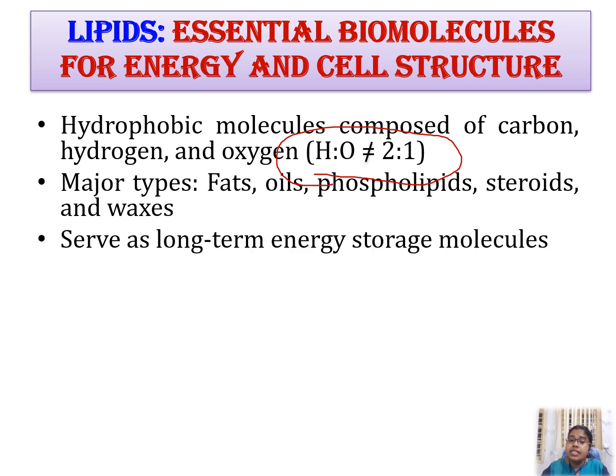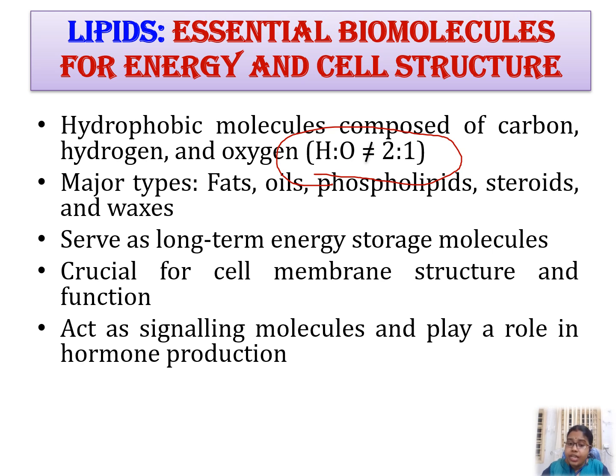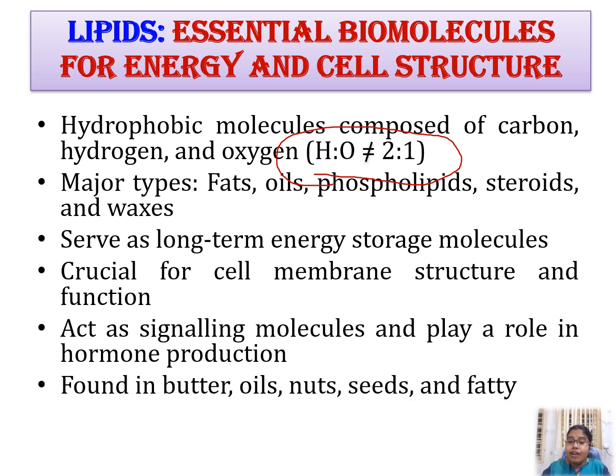Lipids serve as a long-term energy storage molecule because 1 gram of lipid gives 9 calories of energy. Carbohydrate and protein both give 4 calories of energy per gram, whereas lipids give 9 calories per gram. Lipids are crucial for cell membrane structure and function. They act as signaling molecules and play a vital role in hormone production. They are found in butter, oils, nuts, seeds, and various fatty foods.